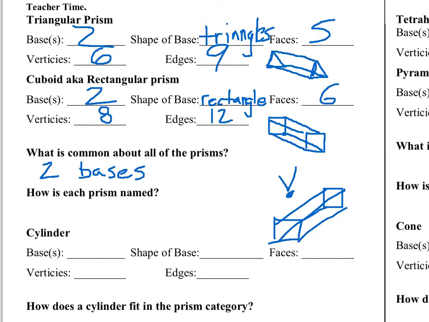Now, looking at the prisms and the information we have written down about the prisms, and then looking at the names of the prisms. How do we name a prism? How do we specify what type of prism it is? Adriana, the shape of the base.